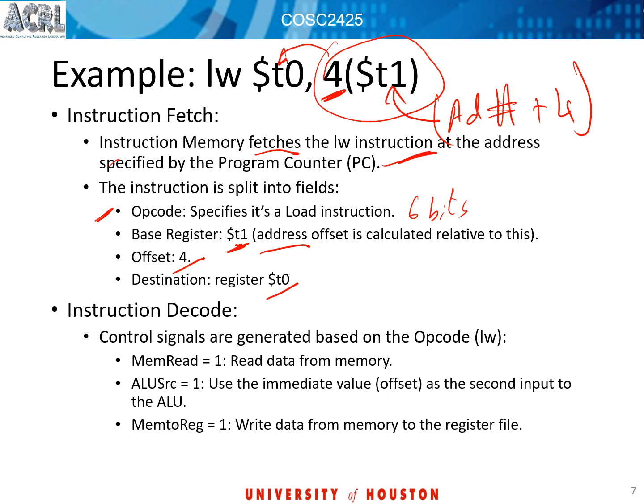During the decode, what happens? The control signals are generated based on the opcode. So for the opcode, we have memory read, since it is a load, ALU SRC, since we are calculating the offset, and mem to register, because we need to write back the data that we loaded from memory to T0.